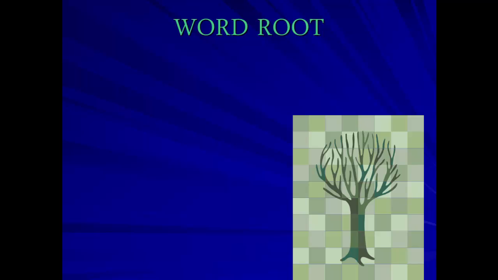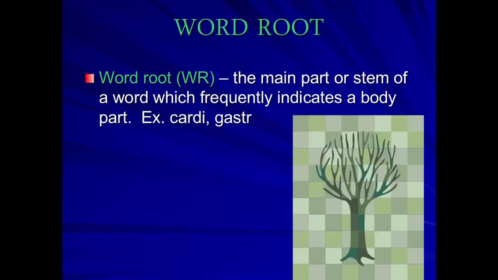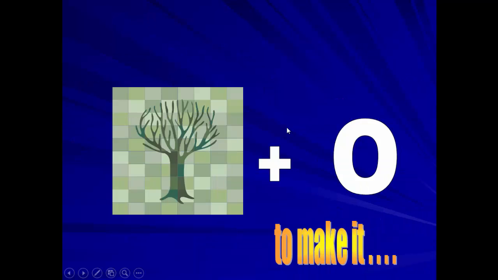We'll talk about different word parts that go through the textbook, and the first thing we're going to talk about is a word root. A word root is the main part or stem of a word, which frequently indicates a body part. In the example, cardi is referring to the heart, and gaster is referring to the stomach. We will learn that as we progress on.